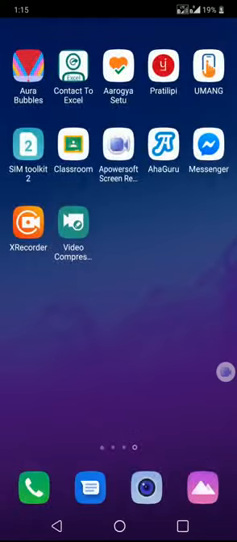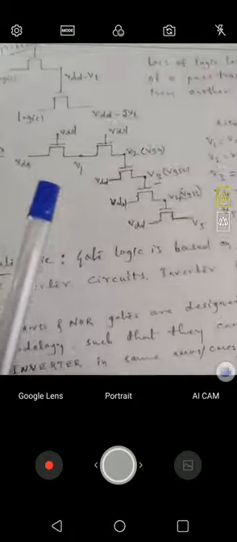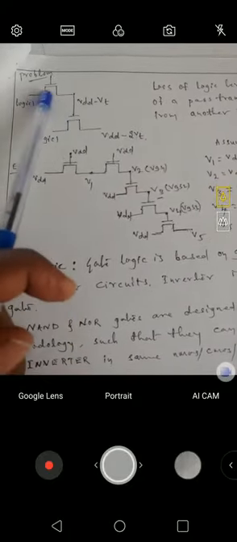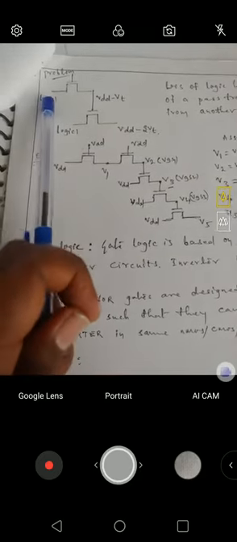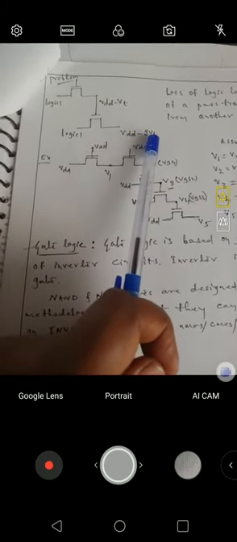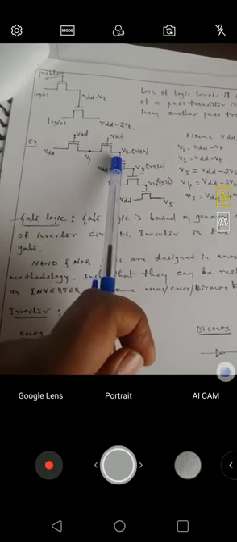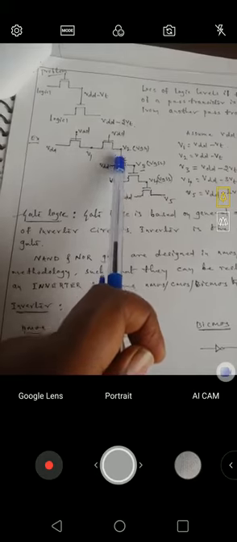Just consider the output of the first NMOS, which can drive the next NMOS. Here the output is VDD minus VT. The input is VDD here. Then here the output is VDD minus 2VT. Consider this example, these two transistors connected in series, and the remaining ones drive the output of the previous transistors.